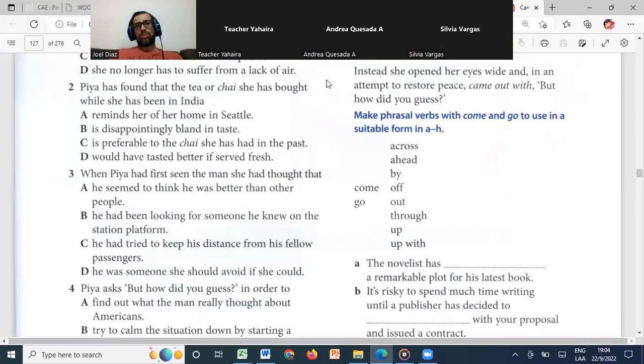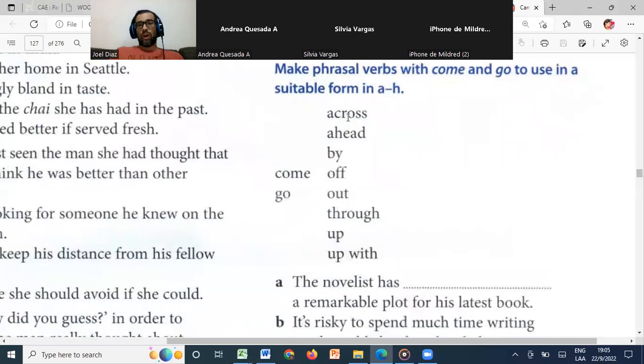And what I want is for us to see if we can really understand the meaning of this, or maybe to know exactly how these phrasal verbs go. For example, here we have that some of these verbs go with come, and some others go with go, right? So maybe we can work together here. First of all, maybe to know which one goes with which one, right? For example, across. For example, Andrea, can you tell me maybe, across goes or collocates with what? With come or with go?